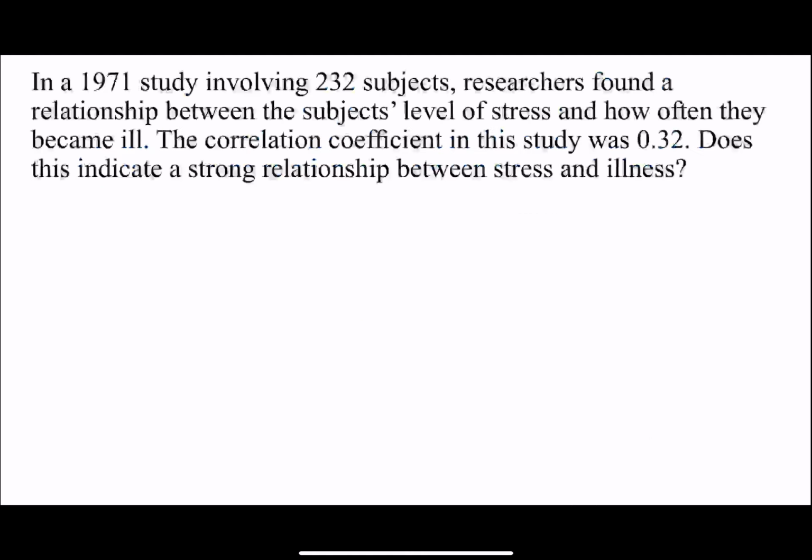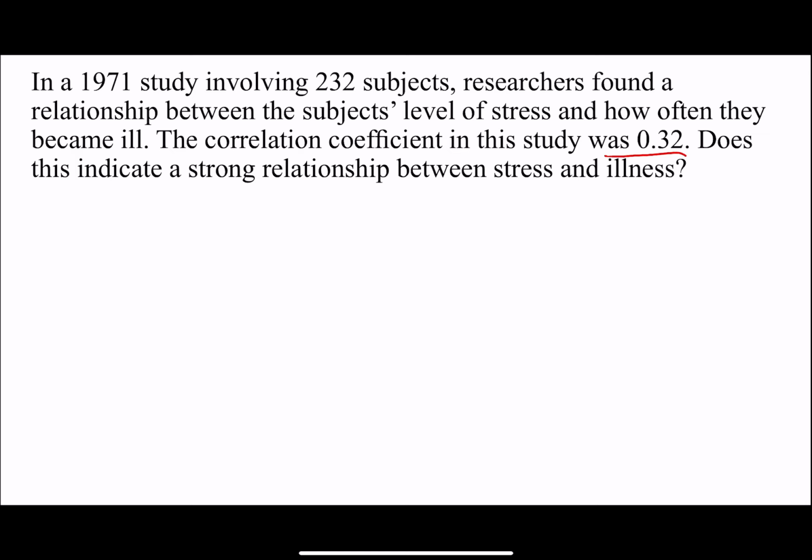Well, let's say in a 1971 study, involving 232 subjects, the researchers found a relationship between the subject's level of stress and how often they become ill. The correlation coefficient in this study was 0.32. Is it a strong relationship? Is it a strong correlation between the stress and illness?